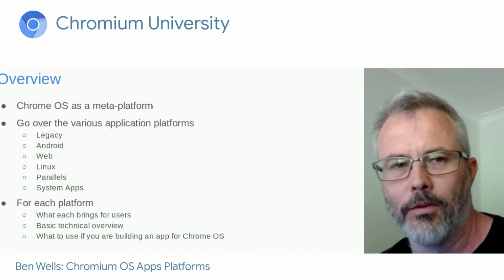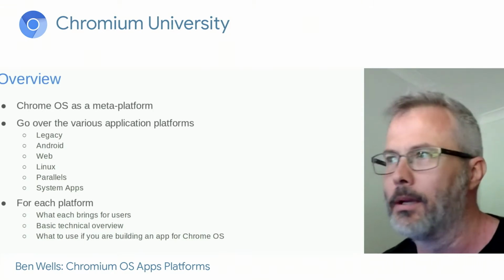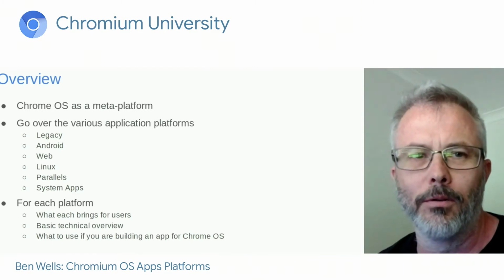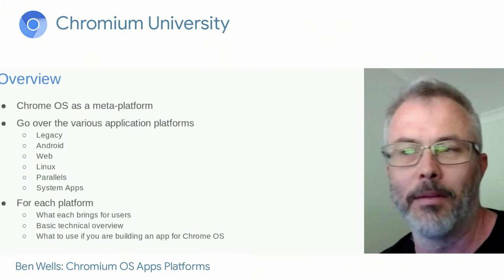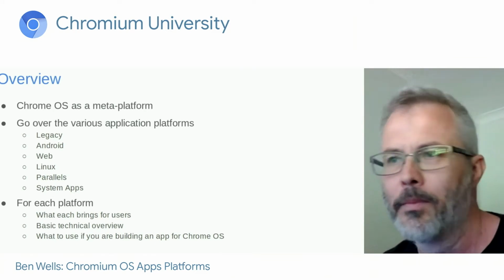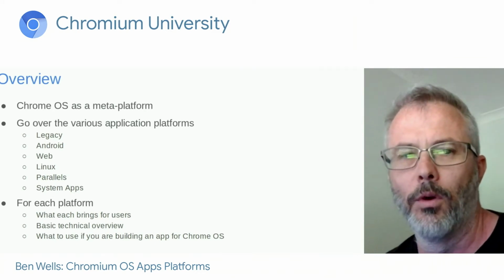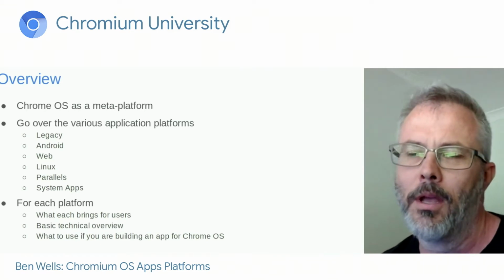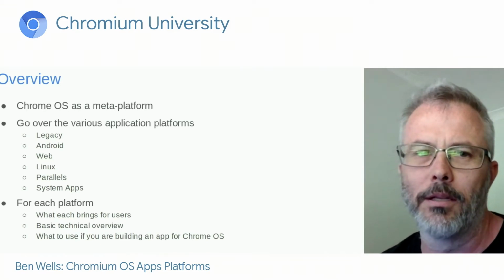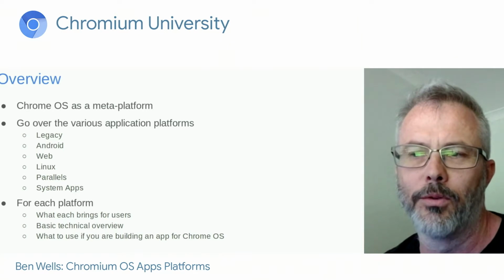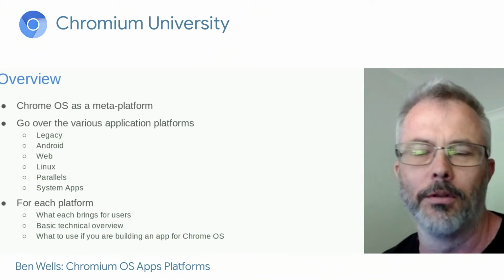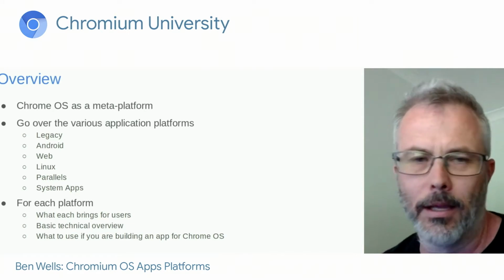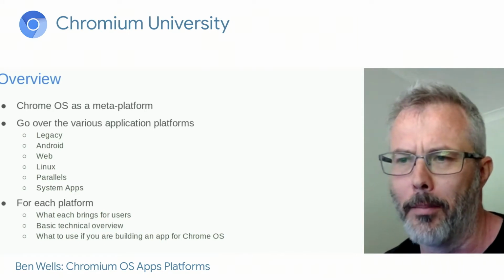So just a quick overview of what I'm going to talk about today. The theme of this talk is that Chrome OS has many apps platforms and it's really a meta platform. I'm going to go over all of the application platforms that Chrome OS has running at the moment, both to go through the breadth of apps platforms, but also to talk through some of the legacy ones that exist and can be quite confusing.